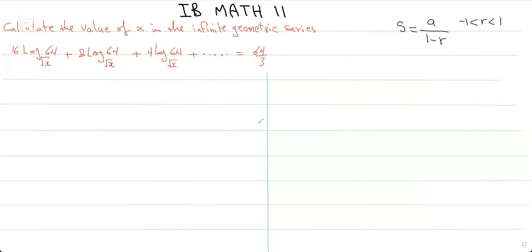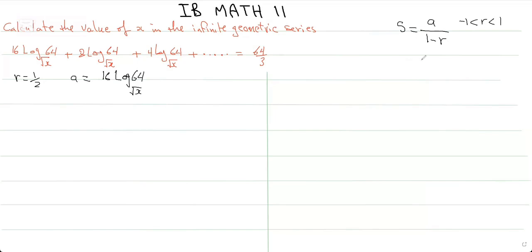The first thing we need to do is figure out our r, the common ratio, what we are multiplying by to get from one term to another. As you see, the only thing that's changing going from one term to another here is the number in front of the log. So 16, 8, 4, it seems like this number is halving every time. So my common ratio, which is r, equals 1/2. And the first term, a, is basically just this thing right here. The first term is 16 log base root x of 64.